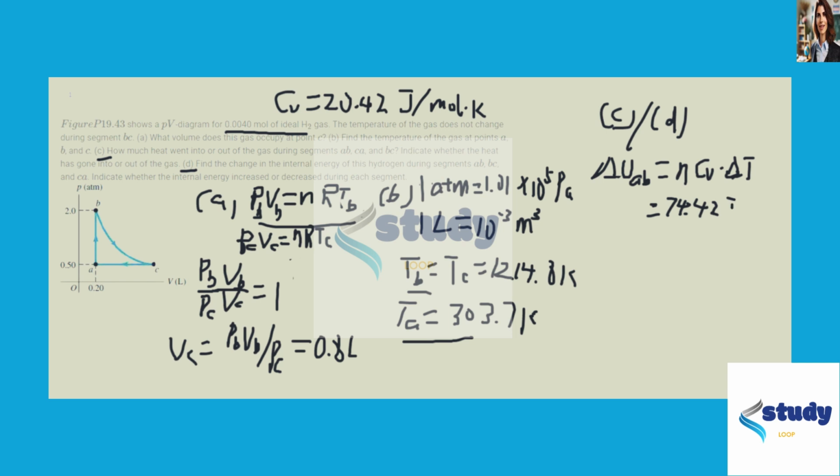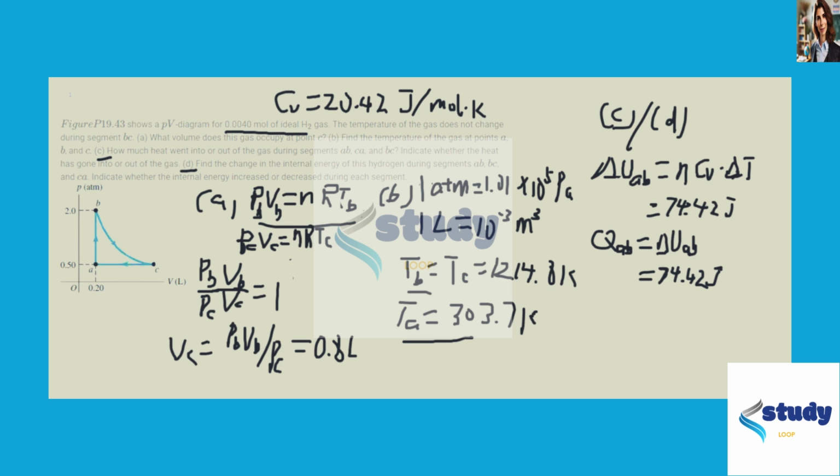I found it is 74.42 joules. In process AB, as you can see, the volume does not change, which means the work is 0. In that case, Q, the heat flowing into the system, equals delta UAB, which equals 74.42 joules. So in process AB, the heat flowing into the system is 74.42 joules, and the change in internal energy is also 74.42 joules.